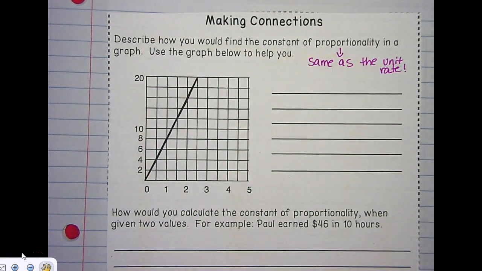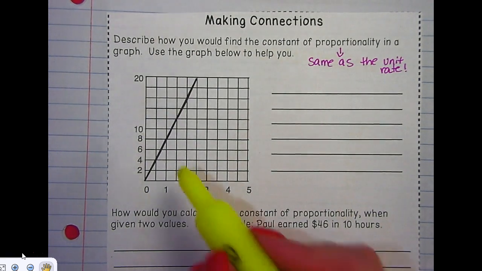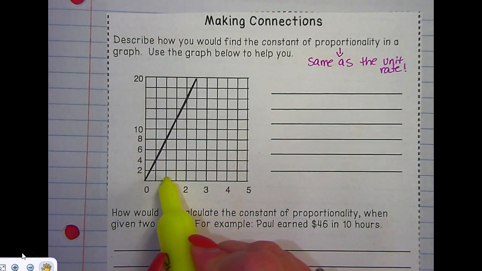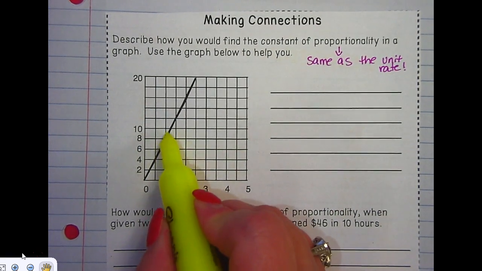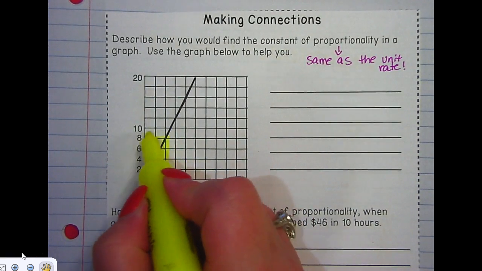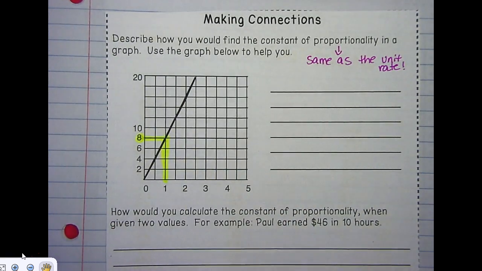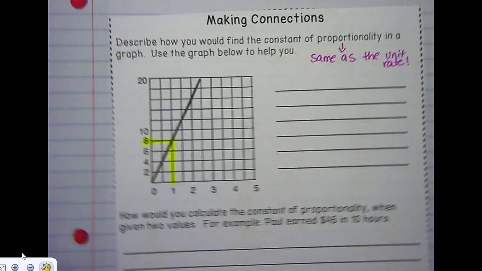So what did we learn? We're going to go to the 1. We're going to take a highlighter and we're going to go straight up to where it crosses this line. And then we're going to go over to the left. What is our constant of proportionality? 8. Okay, so we can tell that from a graph.